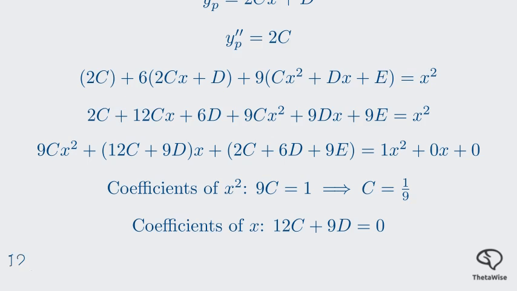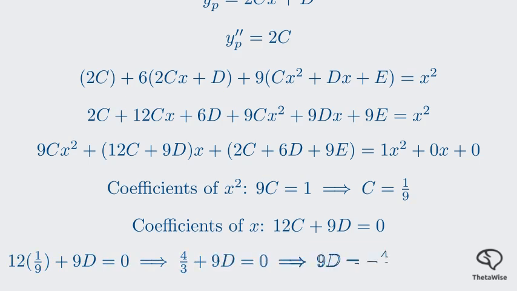We can substitute our value c equals 1/9 into this equation. This gives 12 times 1/9 plus 9d equals 0. 12 ninths simplifies to 4 thirds. So 4/3 plus 9d equals 0. Subtracting 4/3 and dividing by 9, we get d equals -4/27.